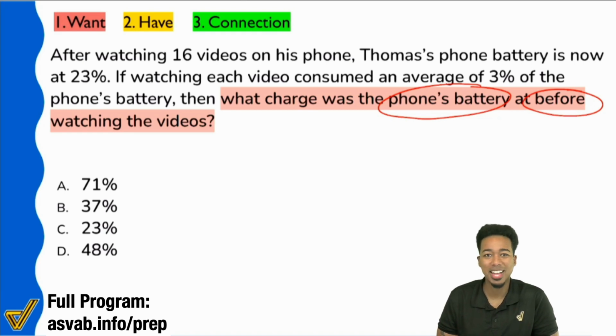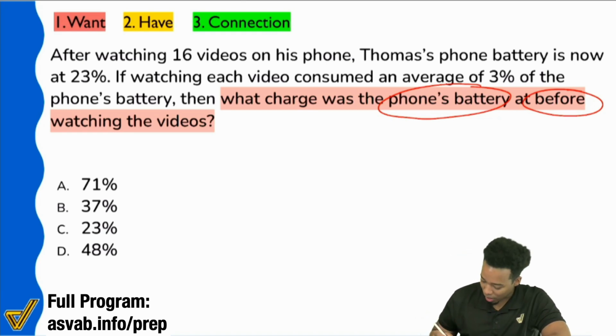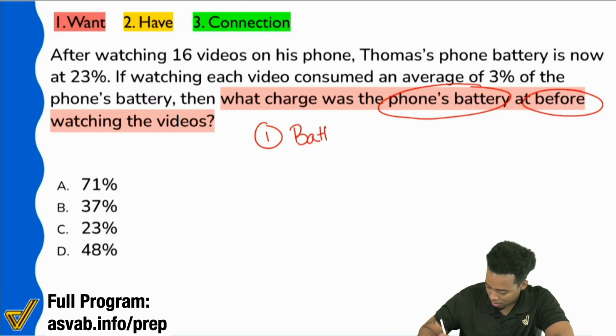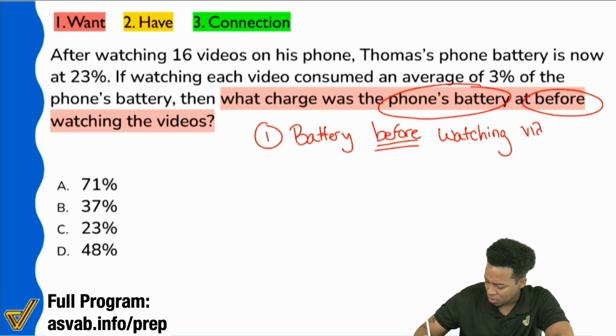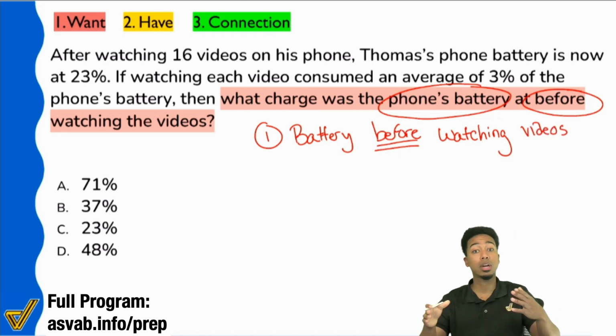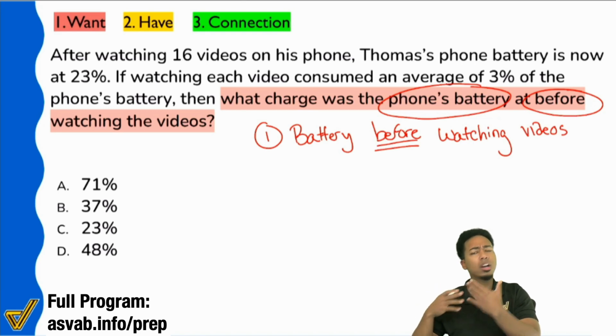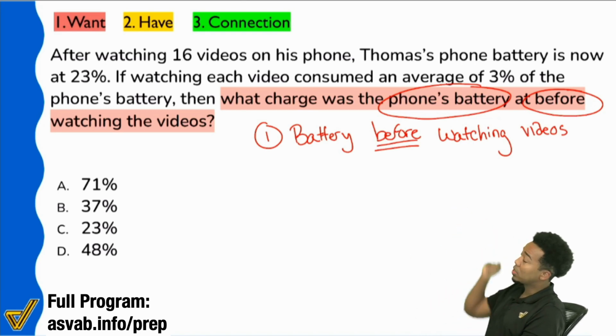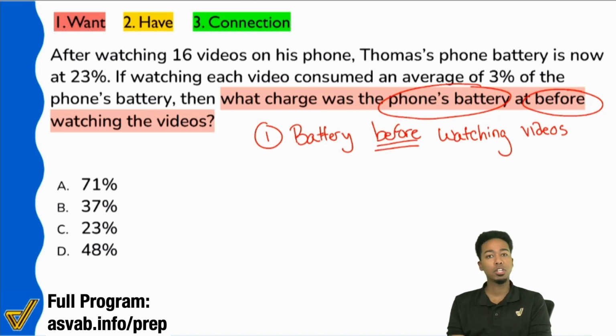Cool. I'm glad. So let's go and write that down here. If it's fair to you, you tell me, what I want for step one is basically phone battery before, let me just highlight that, before watching the videos. And again, this is something that you can have in your head or something that you can write down as you get more accustomed to doing word problems. A lot of the times you'll be able to keep this in your head, but do we agree with that? We're looking for the phone battery before watching the videos. Plain and simple.